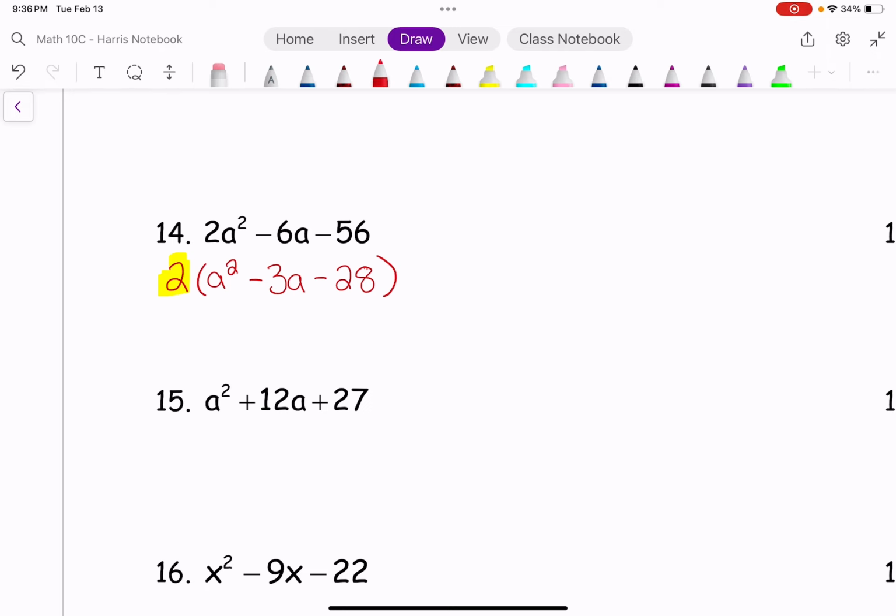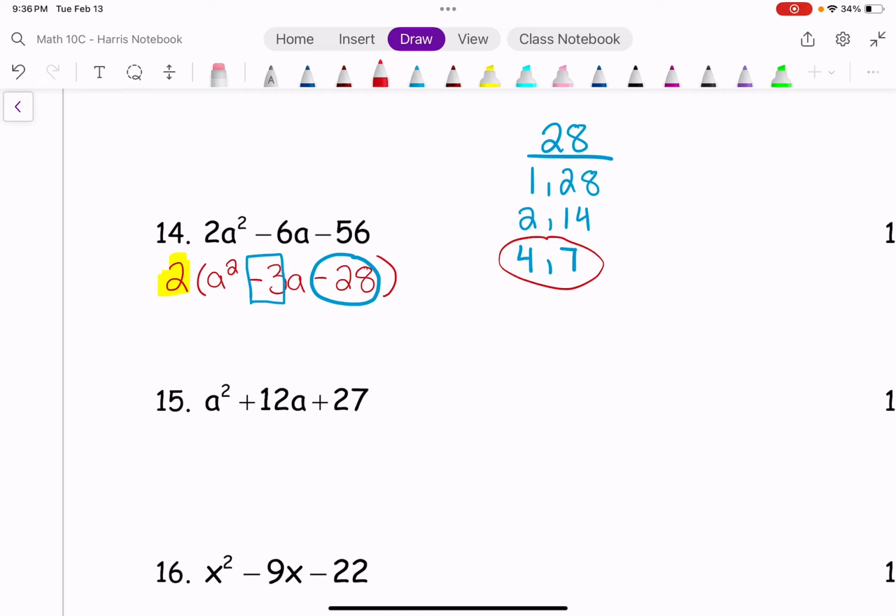I need to figure out two numbers that multiply to get to negative 28, and add to get to a negative 3. So let's think of the factors of 28. I have 1 and 28. I have 2 and 14. I have 28 divided by 4, 7. So 4 and 7. I think that might be my winner. I know one of them has to be negative because my answer is negative. I want a negative 3, so I'm going to think it's a negative 7 and a positive 4.